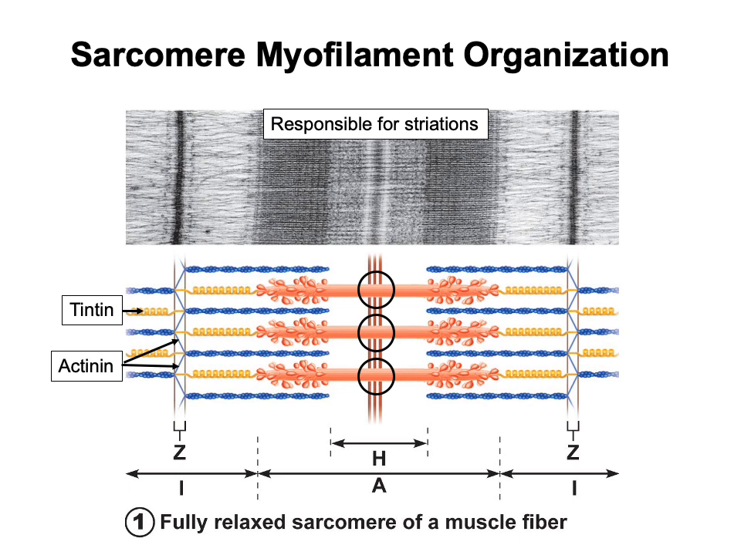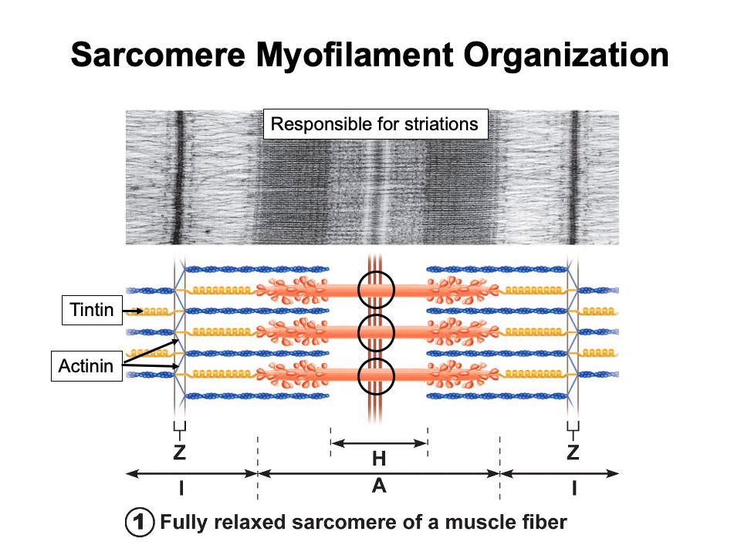The sarcomere myofilament organization. As I mentioned earlier, it's the arrangement of these myofilaments that is responsible for the striations that are visible on a histology slide. Now what we have here is a diagram representing a sarcomere. And you see we've got a Z line to Z line. But each zone has a specific name, and it's because of specific things that are contained in it.